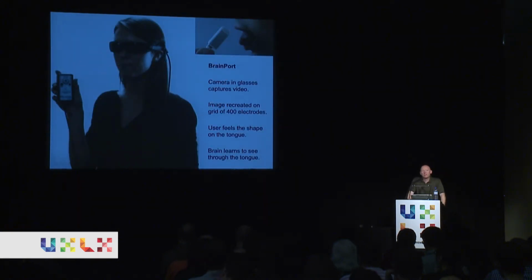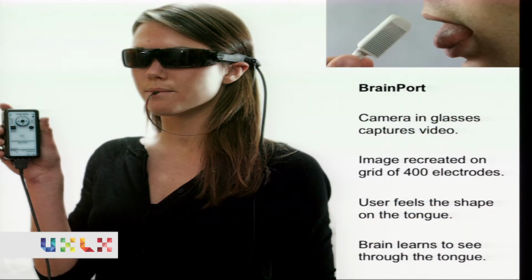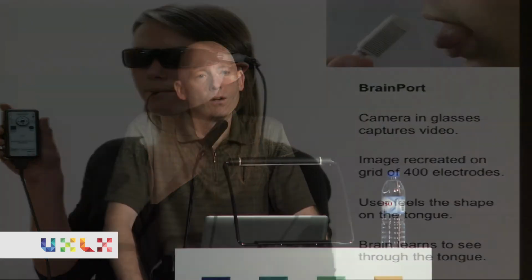Now, I can't talk about the future without talking about this device, the BrainPort. This is a device to help blind people see. You've got these glasses on. There's a video camera pointing forward. It brings the image in. The image is recreated on a grid of 400 electrodes that you put on your tongue. Within a short amount of time, the brain recognizes that this is visual information and starts processing it that way, and you literally see through your tongue well enough to drive a car, to shoot baskets.